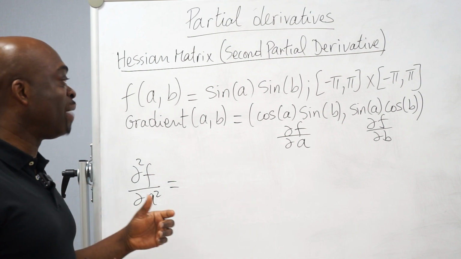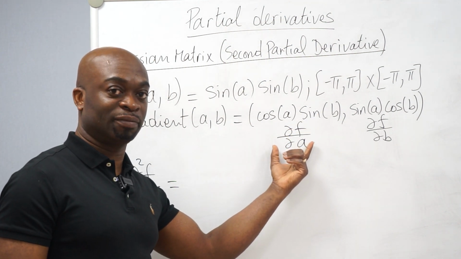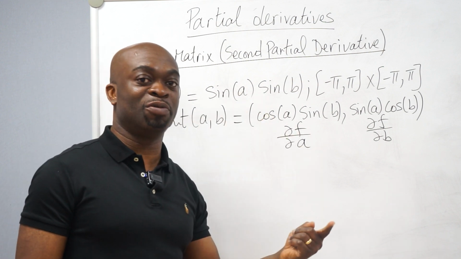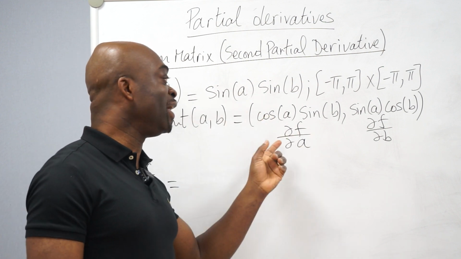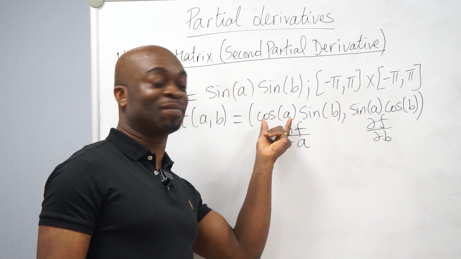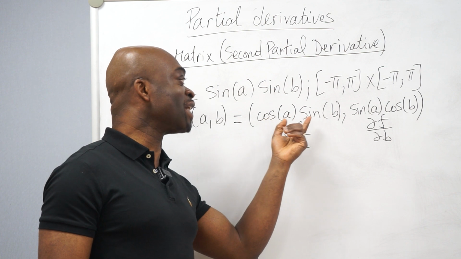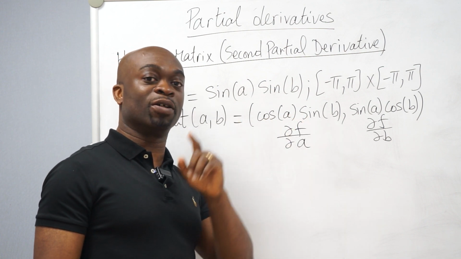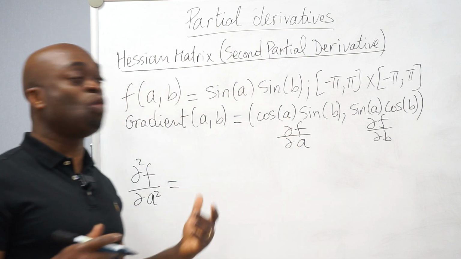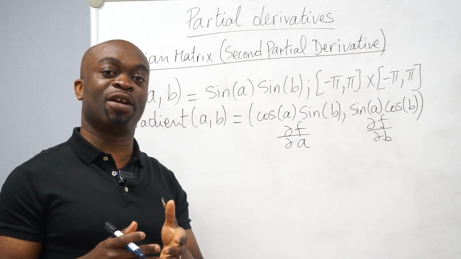All right, again, that means we're looking at this first partial derivative, and then we're going to find a second partial derivative with respect to a. So with respect to a, that means what? Our target is cosine a. So we're looking at this function here, cosine of a times sine of b, but our target is cosine of a. All right? And then what is the derivative of cosine of a? It's negative sine of a.